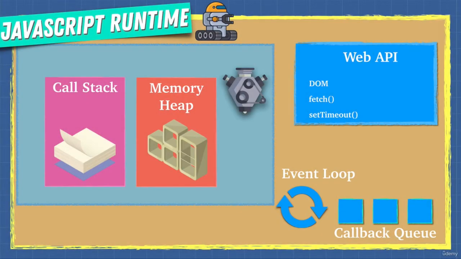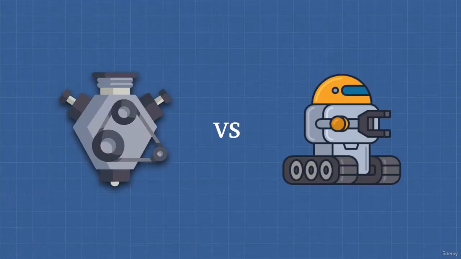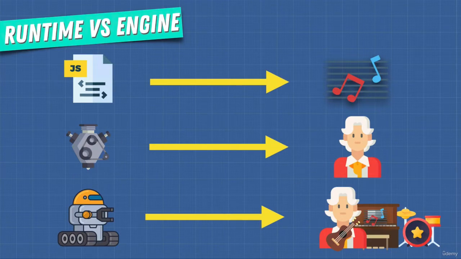Welcome back. We've done a brief run through of the JavaScript runtime and asynchronous JavaScript. Now, this is something that we're going to get into a little bit deeper later on in the course, but I hope by now you should have a good understanding of the difference between a JavaScript engine and a JavaScript runtime. The way that I like to think about it is like this.